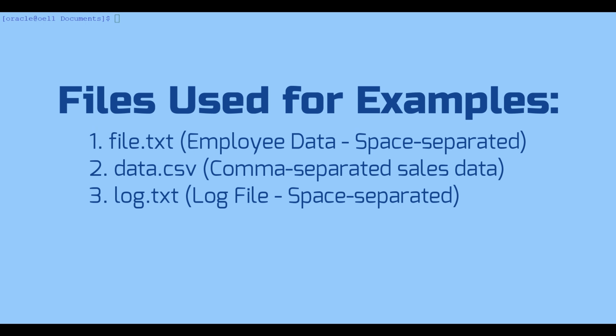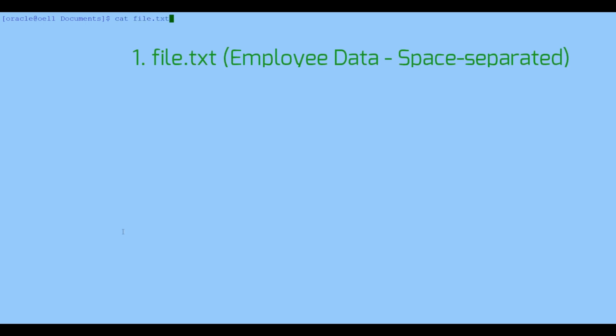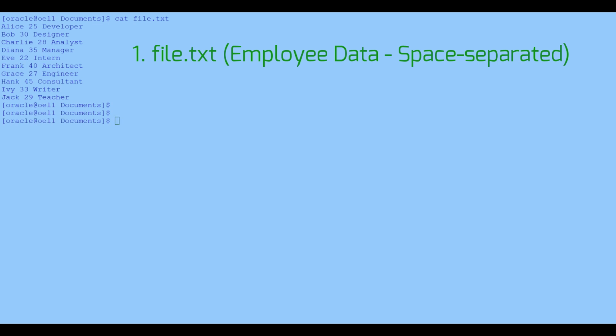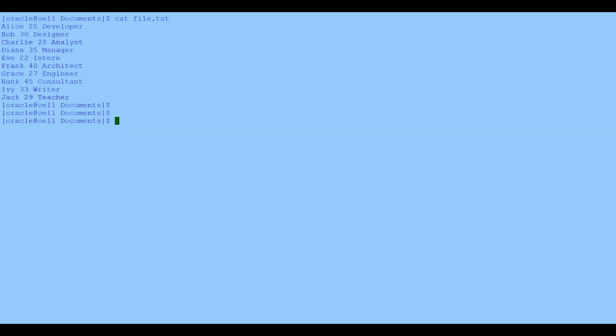Before going for practical demo of AWK command, let's see the files used for examples in this tutorial. Number 1, file.txt. This file contains employee data. It has 3 fields. Fields are space separated.